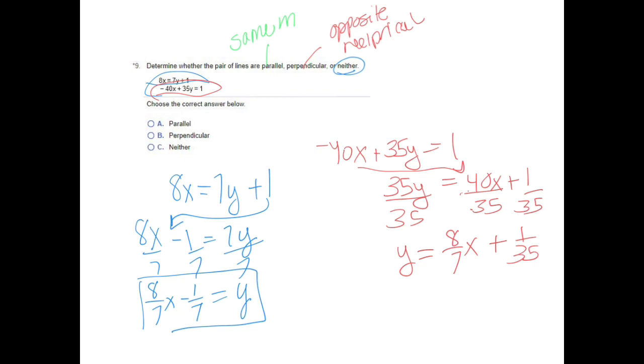Now remember, I'm looking at the slopes. The slope here is 8/7. The slope here is 8/7. So therefore, same slope. These lines are parallel. All right, let's look at number 10.